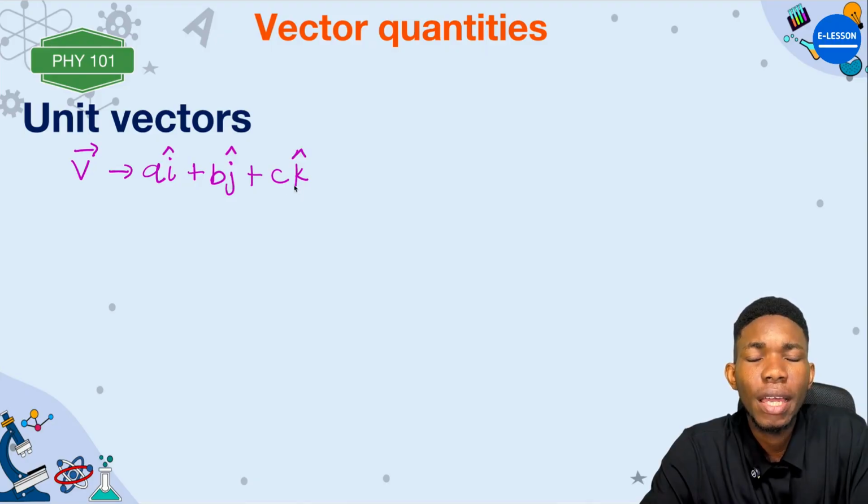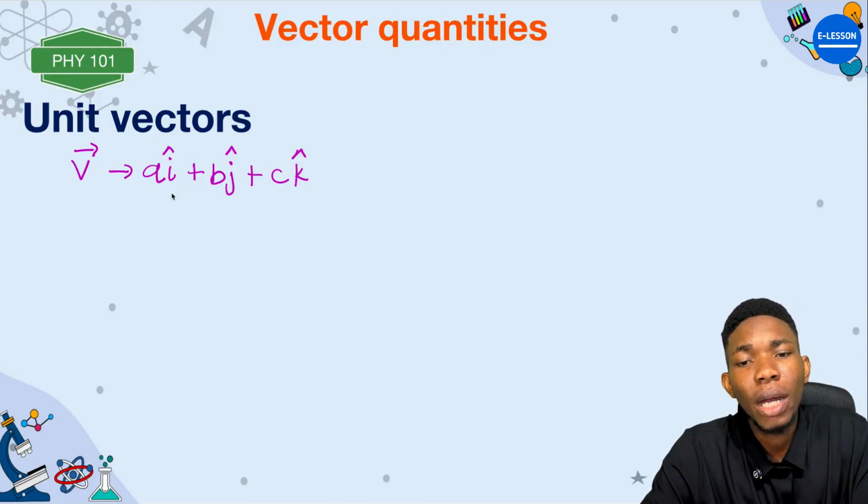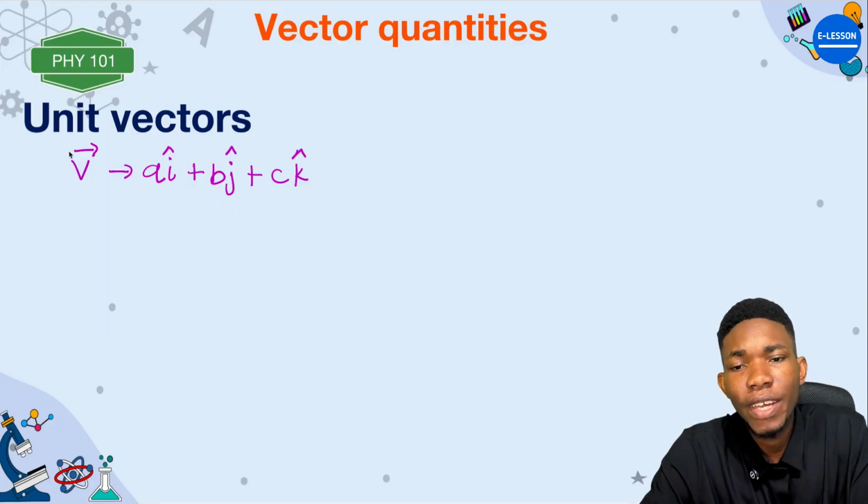I, J, and K are unit vectors. Their magnitude is 1. So even if you multiply that one by this, A still remains A. Multiply 1 by B, still remains B. Multiply this by C, still remains C. But what is their function in this thing here? They indicate direction. It means this vector V, to the x-axis, has a magnitude of A.